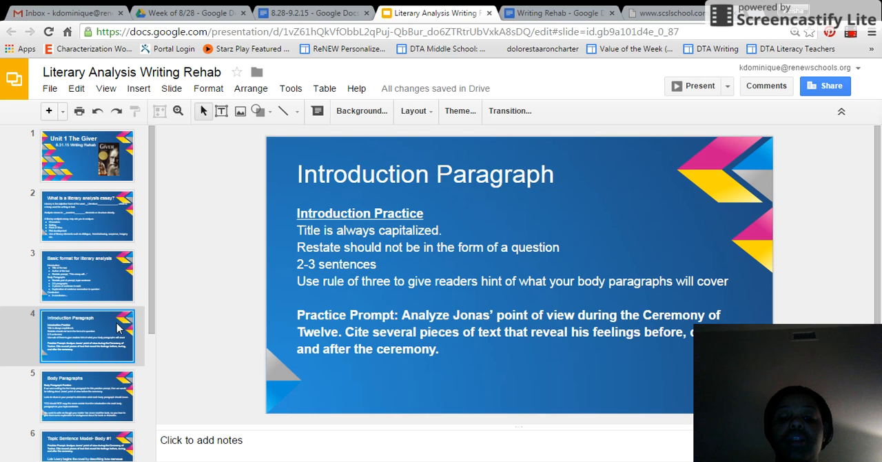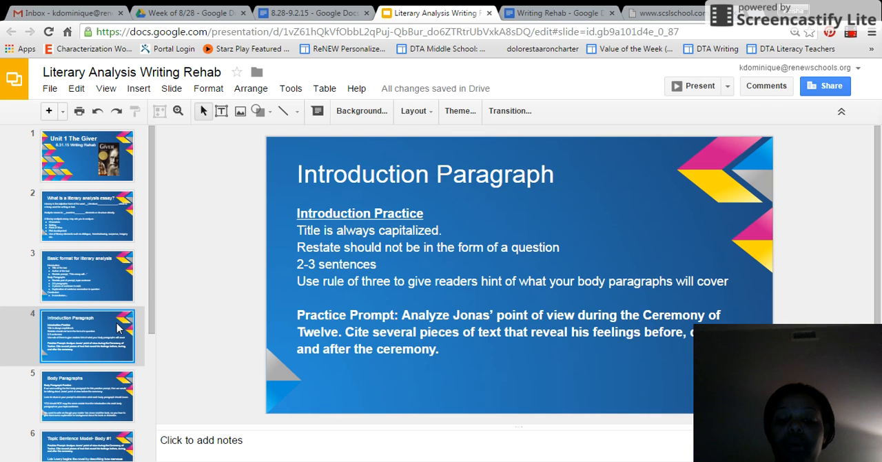My suggestion is to use the rule of 3 to give your readers a hint of what your body paragraphs will cover. For example, the last essay that we just did, where it talks about Jonas's change in point of view. In order to talk about something changing, you have to first analyze what it was before, what caused it to change, and then what it was now. So you should have put something in the introduction that spoke to those 3 parts and what you were going to cover in those body paragraphs.